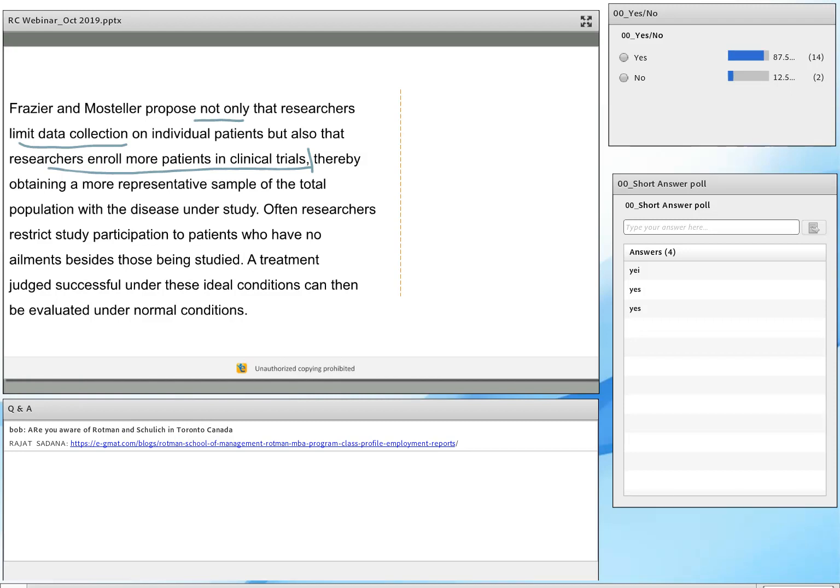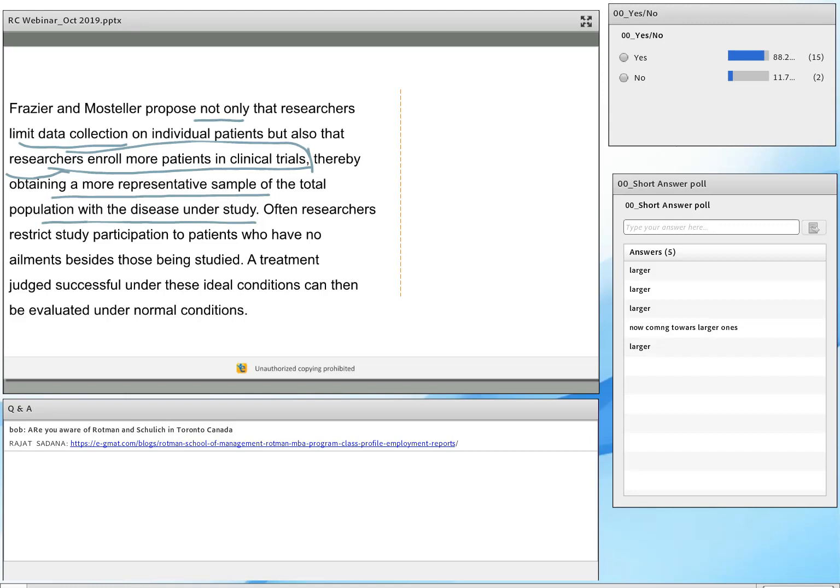So over here, he's saying that F&M proposed not only that researchers limit data collection, but also that researchers enroll more patients in the clinical trials. Now tell me, enroll more patients in the clinical trials, what is that going towards? He's coming towards the larger trials. Absolutely. He's talking about what can be done to get to the larger trials. And then he's giving an advantage of that, thereby obtaining a more representative sample of the total population with the disease under study. So now he's saying, let's enroll more patients in the trial so that you can get a more representative sample. Okay.